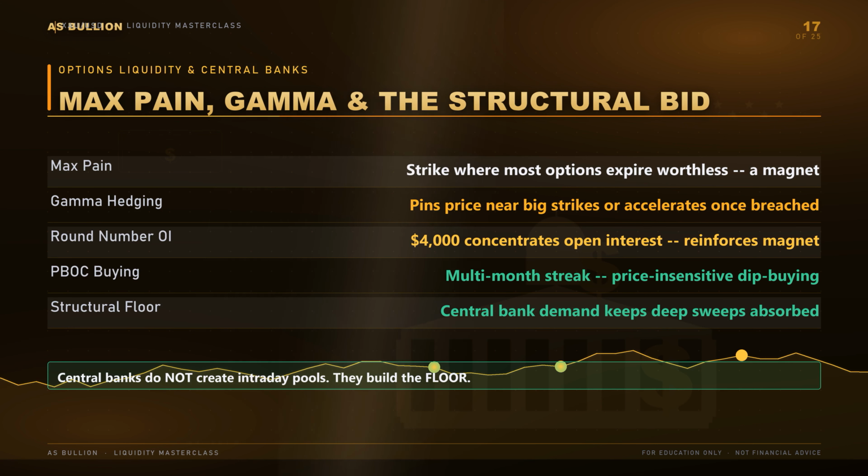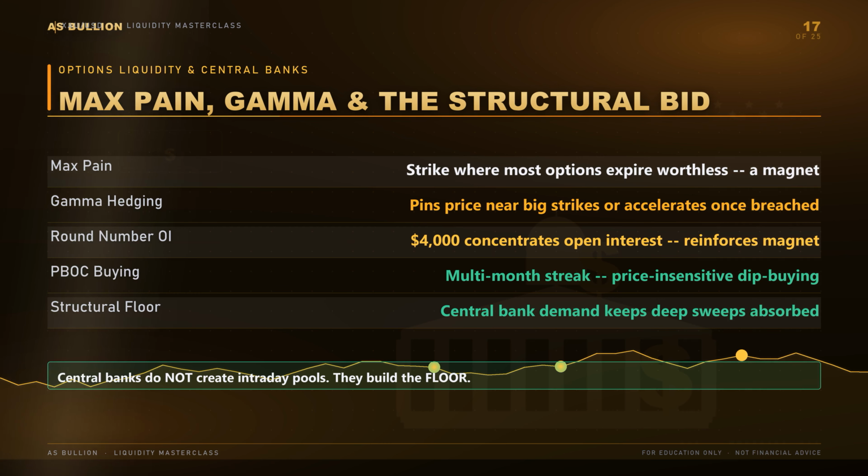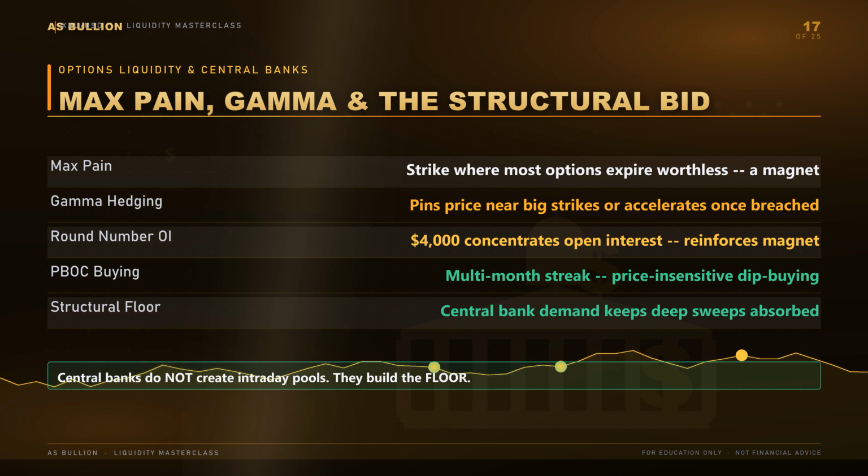Options liquidity and the structural bid. Gold options create their own gravity. Max pain is the strike where the most option value expires worthless. Price is often drawn toward heavy strikes into expiry. Large round number strikes like $4,000 concentrate open interest, reinforcing those levels as liquidity magnets. Dealer gamma hedging can pin price near big strikes during low volatility or accelerate it once breached during high volatility.